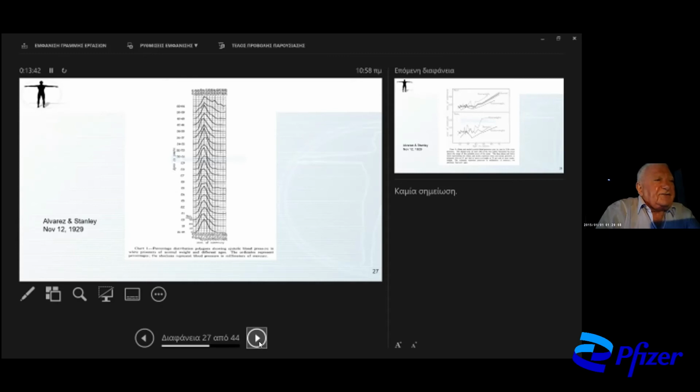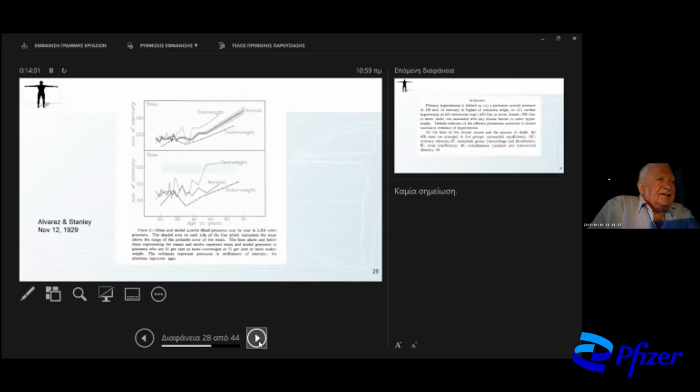Again, statistics from the same publication. You can see that the peak of the wave, when you go up, moves to the right, which means the older you are, the higher your systolic blood pressure is. And here again, the effect of weight on blood pressure. Overweight subjects had higher blood pressures, underweight subjects had lower blood pressure.